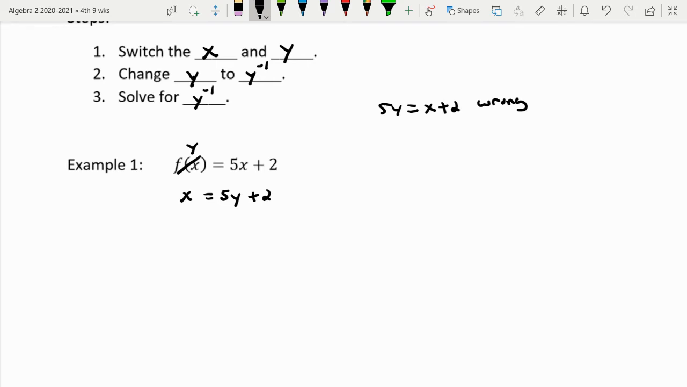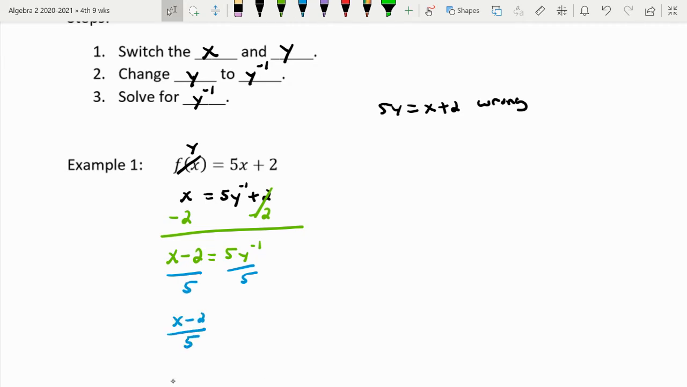Then our second step, we're going to change the y to inverse y, and then we're going to solve for the inverse y, which is this next step here. It's not hard to do at all, we just do our solving techniques. I'm going to subtract 2 both sides. Minus 2. Then we're left with 5y inverse. Then I'm going to divide by 5 both sides, and I'm going to get x minus 2 over 5. I'm going to check if 5 reduces with the x and the -2, and it doesn't, which just leaves us with y inverse. And that's it.